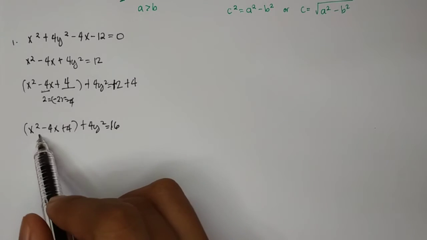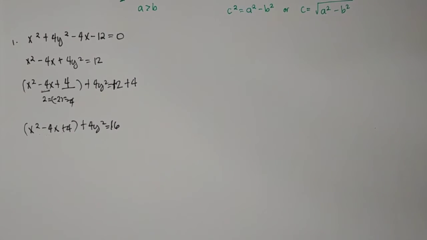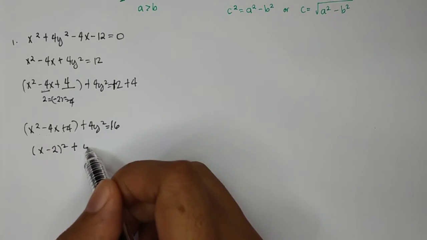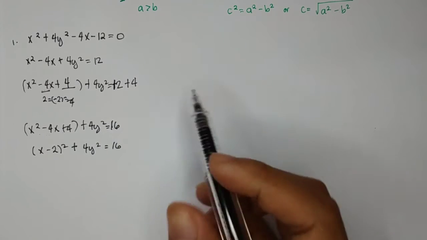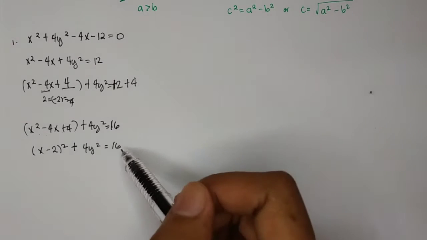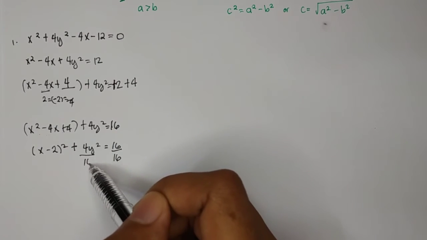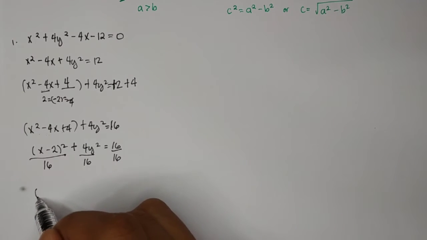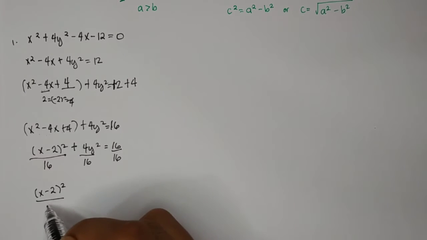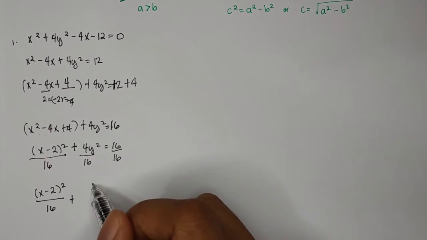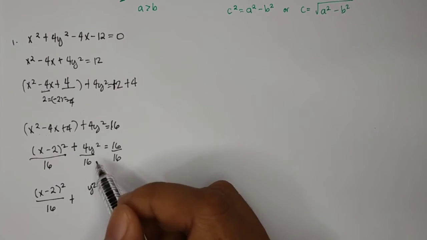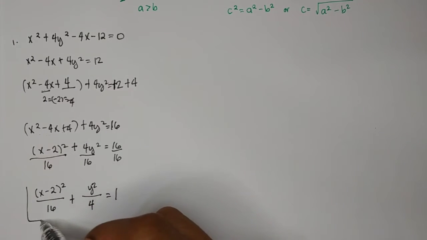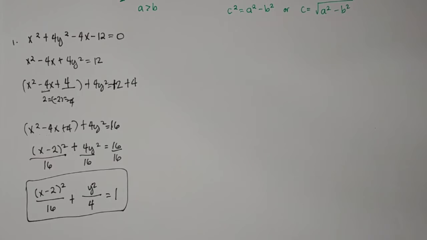So, now, we need to write this one as square of a binomial. So, we have here x minus 2 quantity squared plus 4y squared is equal to 16. So, since dapat yung sum niya is equal to 1, divide natin ito by 16. Then ito din, divide natin by 16. So, we have here final natin na standard form. We have x minus 2 quantity squared over 16 plus y squared, since 16 divided by 4 is 4, is equal to 1. So, ito na yung standard form ng ating equation.